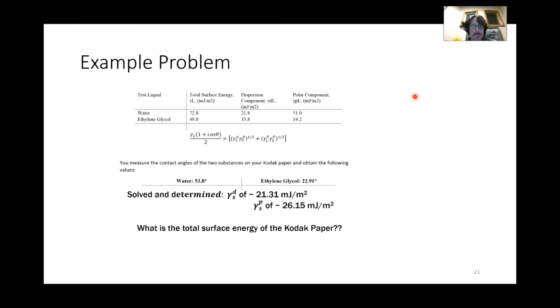All right, so we've worked through it. We solved and we determined the dispersive component of the substrate to be 21.31 millijoules per meter squared, and the polar component to be 26.15 millijoules per meter squared. And so what's the total surface energy of the Kodak paper? Well, it would be the sum of that, and I got about 47.2 millijoules per meter squared. And so the summation, surface energy total, dispersive plus polar component, and I told you verbally 47.2, but my PowerPoint slide tells me 47.46. So who am I to argue? We're still in the 47 point something, 47 and change in terms of millijoules per meter squared.